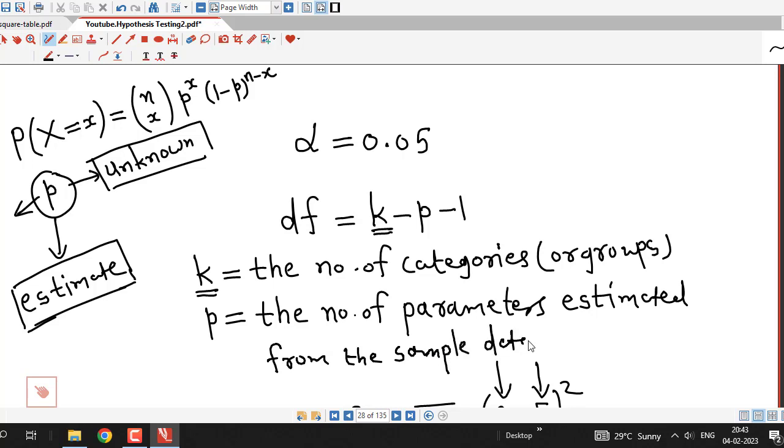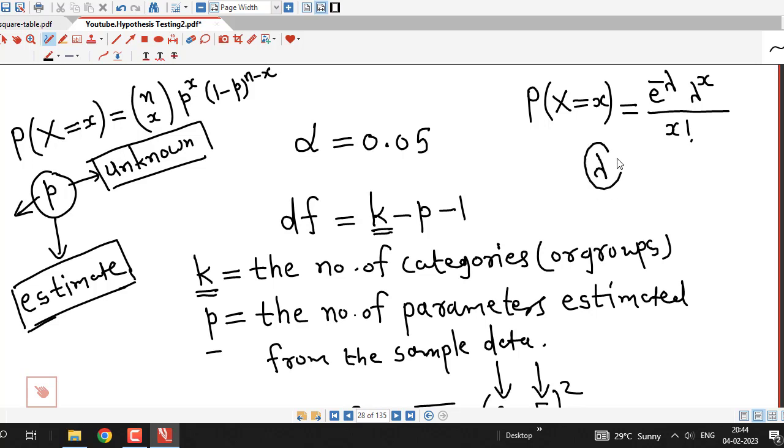If we have not estimated any parameter for the hypothesized population, then we will consider small p equal to 0. Suppose we want to test that our population follows Poisson distribution, then the formula for probability mass function of Poisson distribution is e raised to minus lambda, lambda raised to x divided by x factorial, where lambda is the average number of events per unit of time interval. So this lambda is the parameter of Poisson distribution.